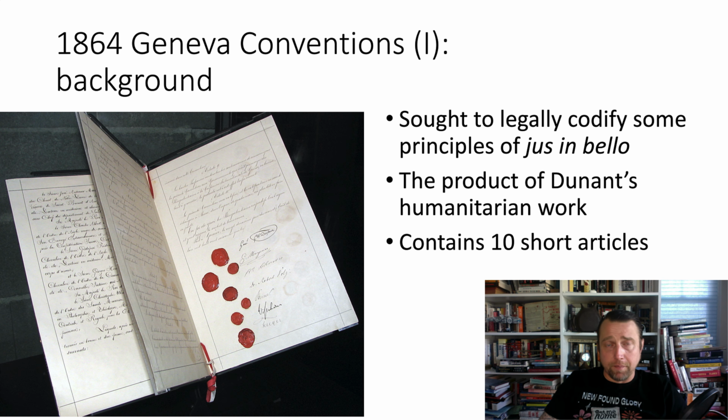So this law then, the 1864 Geneva Convention, which is also known as the First Geneva Convention, is a short and relatively straightforward document that seeks to legally codify some of the principles of jus in bello. The treaty, which was signed at first by 12 European states, is short enough, consisting of only 10 articles, that we can consider it now in some detail.